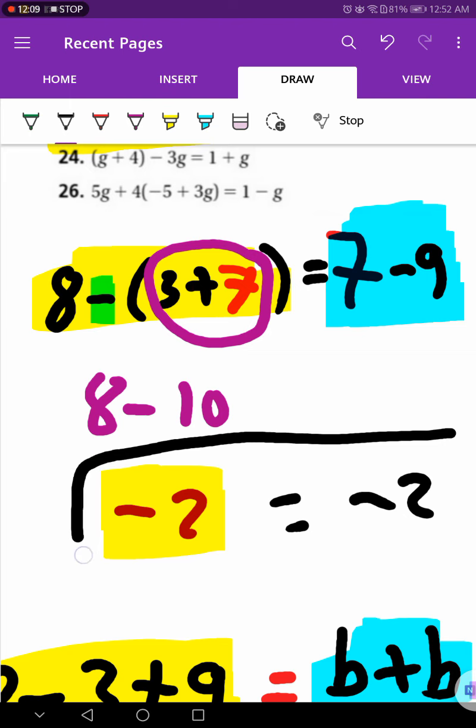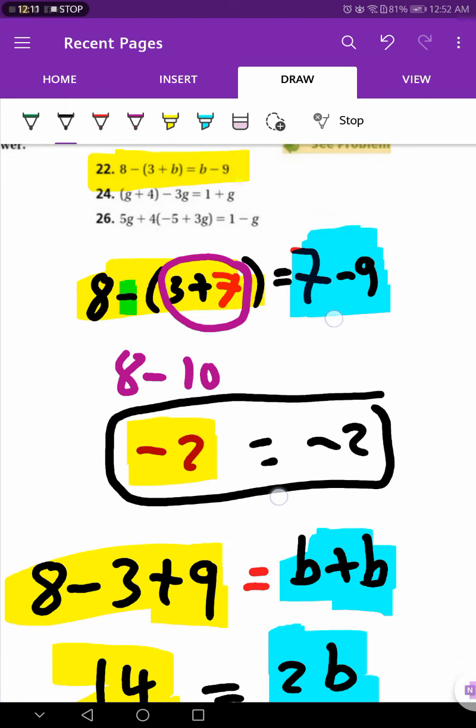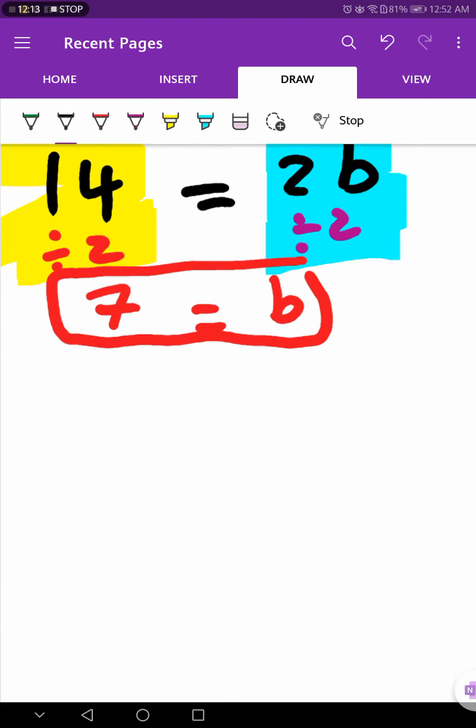So the left side equal the right side. So b equals 7 is the solution of the equation.